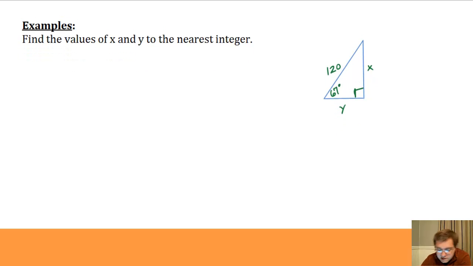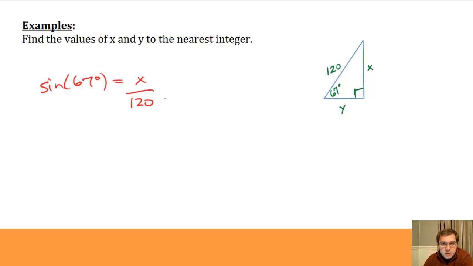One quick example of the sine and the cosine. Find the values of x and y to the nearest integer. So we're going to have to round to the nearest whole number, the nearest integer. So let's find, say, x. Well, x is the leg opposite the angle that we know. We know the angle at 67 degrees. X is the leg that's opposite it. So which ratio uses opposite? That's the sine. We're going to take the sine of 67 degrees. That's going to be the leg opposite 67, which is x, divided by the hypotenuse, which is 120.